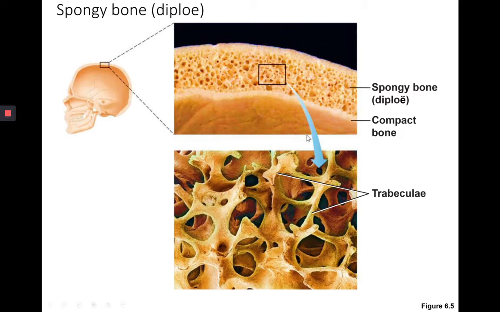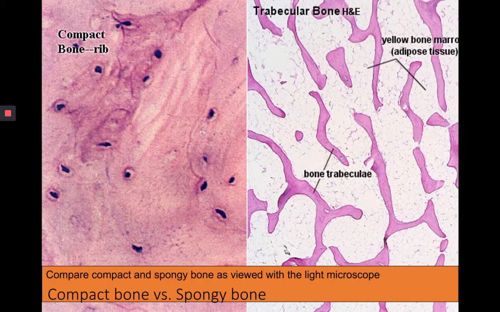Here is an up-close view of those trabeculae. So these spicules, again, are called trabeculae, and their curved surface creates a lot of strength to bone. Here are histology images showing you compact versus spongy bone. Over here on the left, we can see a lot of central canals where there would be blood vessels. On the right, we can see the trabeculae. We can see those spicules, the pointy parts. And then actually in between the trabeculae of this image, we're seeing yellow bone marrow, which is just fat tissue. That's why you have this light bubble appearance.